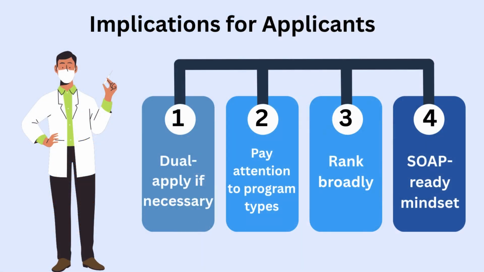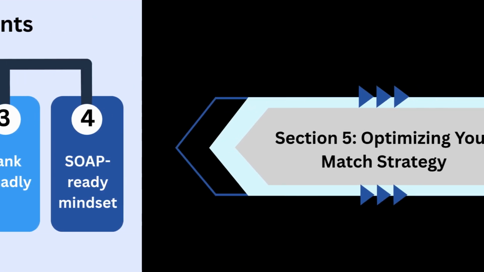Implications for applicants. While you don't control quotas or reversions, you can be aware of them to make better decisions. Dual apply if necessary. If you're applying to an advanced specialty, be sure to also apply to sufficient preliminary PGY 1 programs. Pay attention to program types. Some programs offer categorical and advanced tracks separately. Understand what you're applying to. Rank broadly. Reversions can create new opportunities late in the match algorithm. SOAP-ready mindset. If reversions affect available positions, be prepared to consider SOAP opportunities if your match isn't successful.